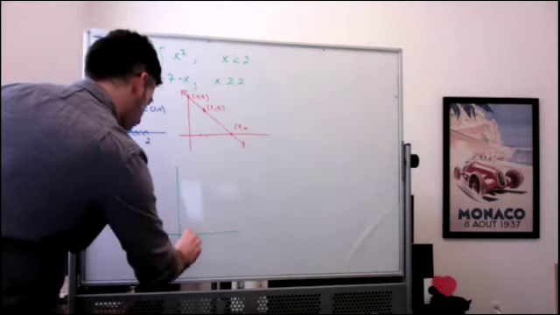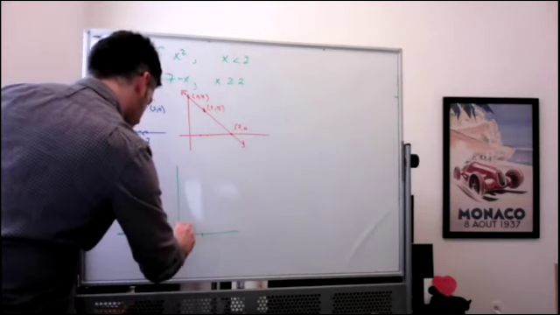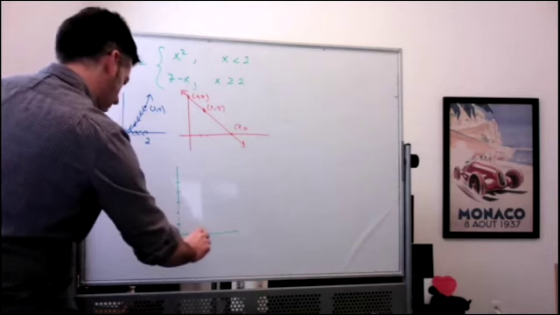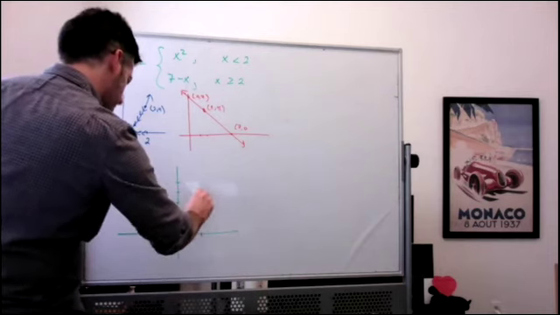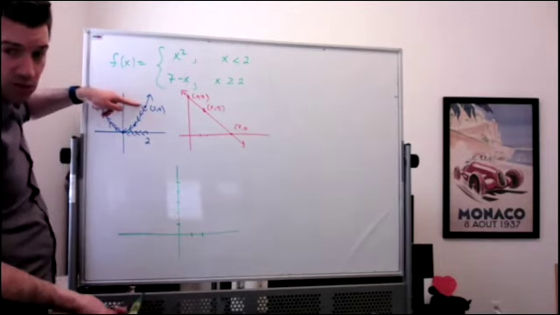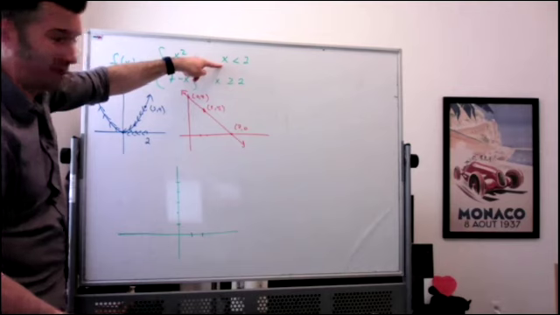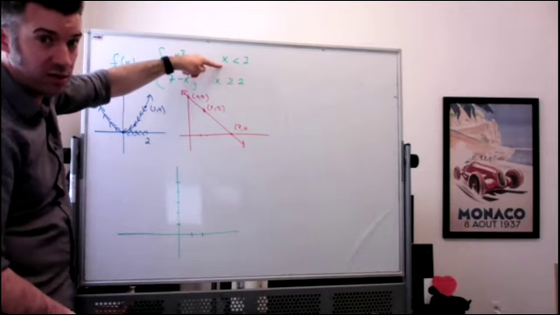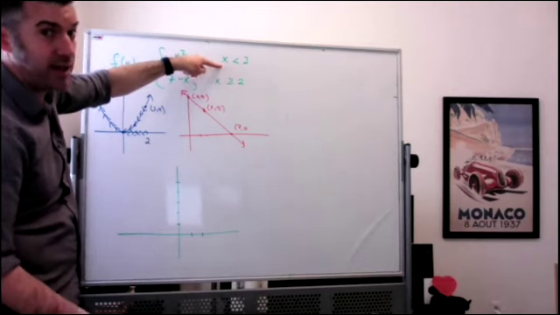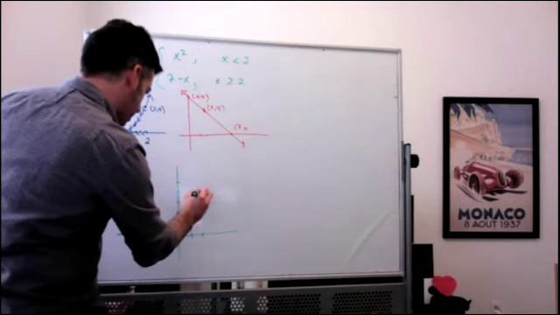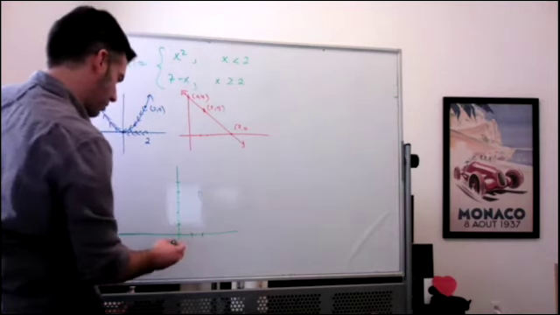Let's see. So 1, 2, 3, 4, 5. So here's the thing. I don't actually get the point 2, comma 4 though, right? Because if I plug in, I can't plug into here. Actually, I can plug in numbers close to 2, like 1.99999, and get numbers that are close to 4. So I get an open circle at the point 2, comma 4.